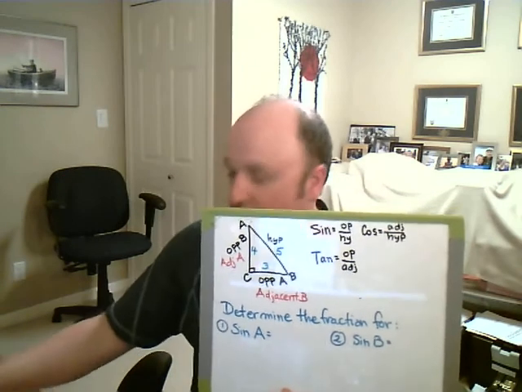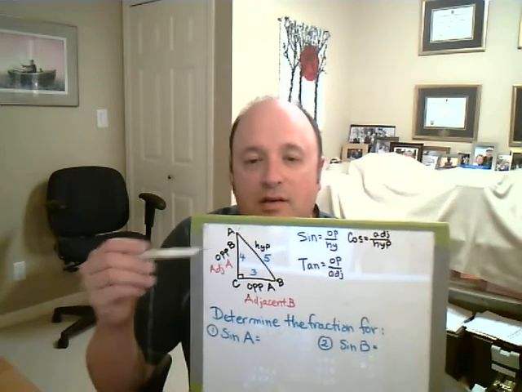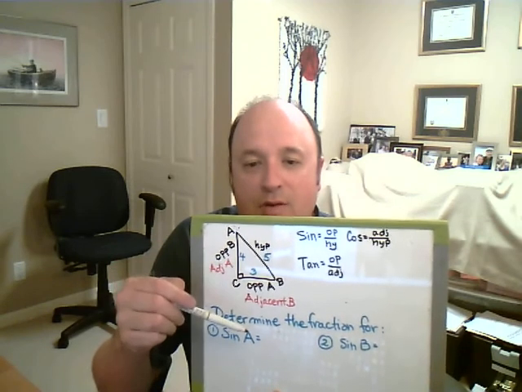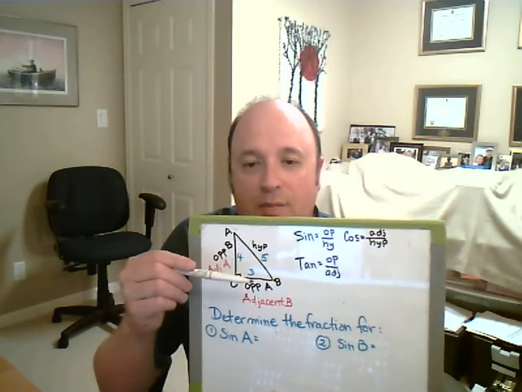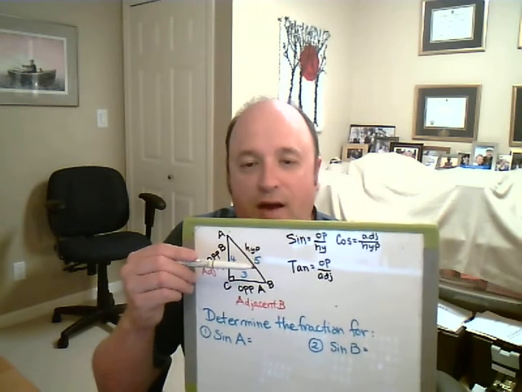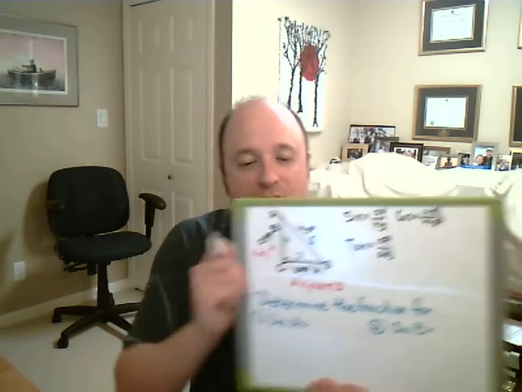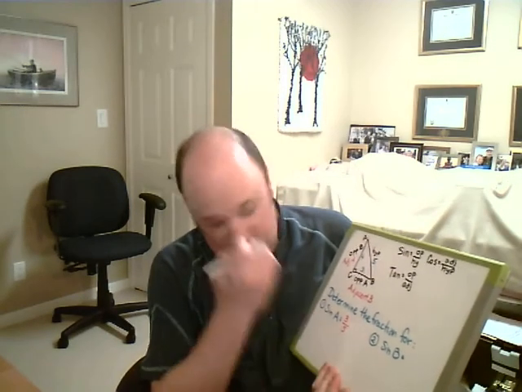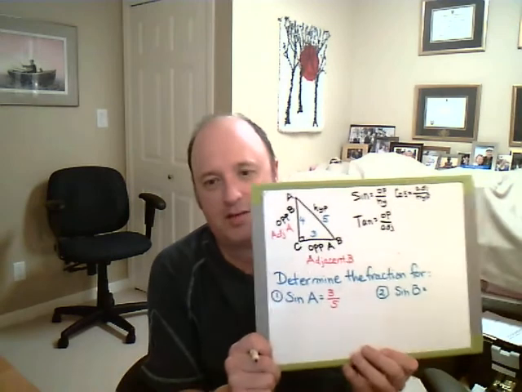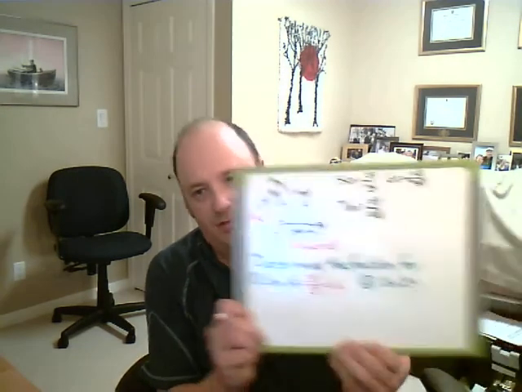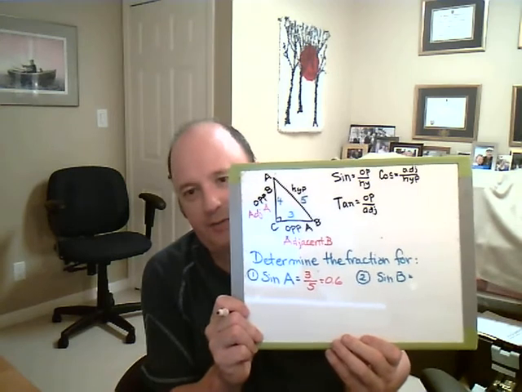So I just look on the triangle, and the opposite of A, because we're talking about angle A there, is this line, that's 3, and the hypotenuse is 5. So my fraction would be 3 over 5, which is a decimal, right? You can get the decimal for that. I think it's like 0.6 if you want, but we'll leave it as a fraction for right now.